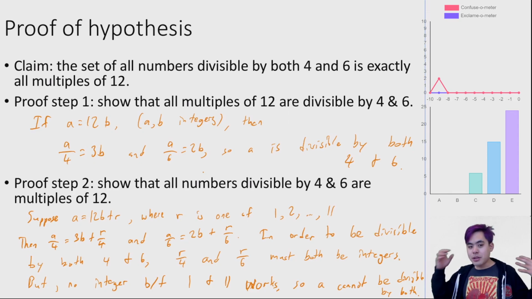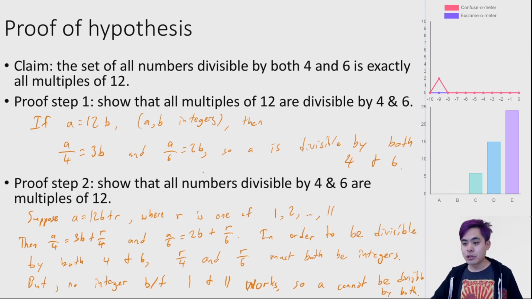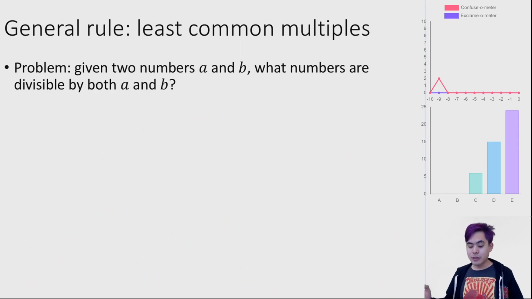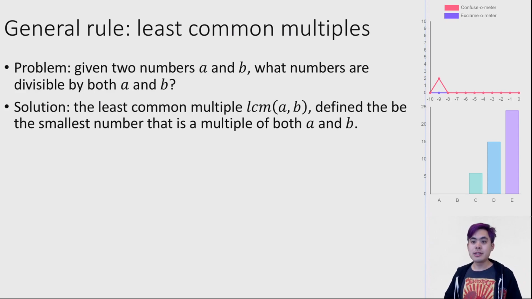We did this specifically for these two numbers, but you can try to come up with a general rule. And there is a general rule here, which is the rule of least common multiples. Given two numbers, a and b, which are both positive integers, what numbers are divisible by both a and b? Well, the solution is the least common multiple, defined as the smallest number that's a multiple of both a and b.